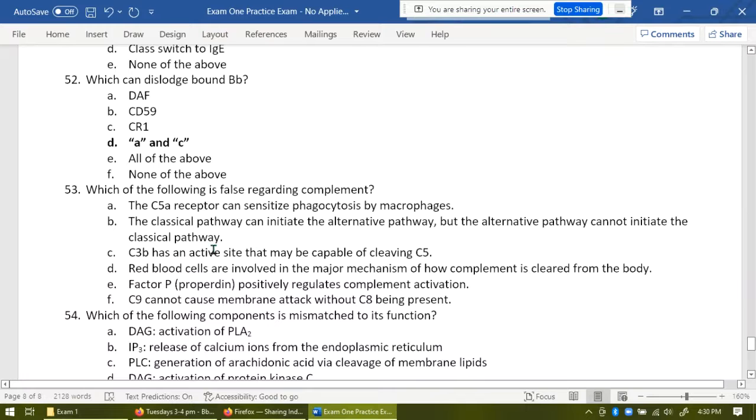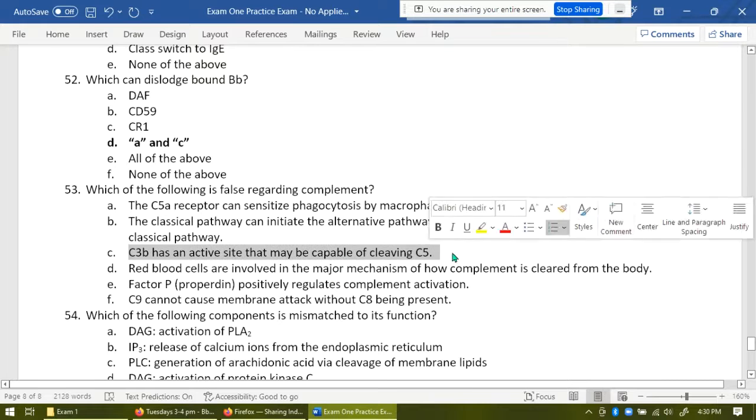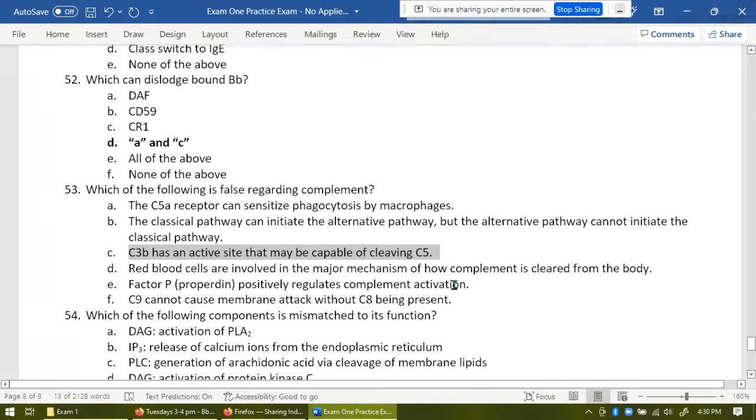C3b has an active site that may be capable of cleaving C5. This one is not true. This one is your false answer choice. C3b is not an active enzyme, okay? In the classical and lectin pathways, C2b is your active enzyme. And in the alternative pathway and the alternative tickover pathway, B flat is your active enzyme. Okay, C3b is never an active enzyme. It's not an enzyme at all. It just binds to things and changes them and marks them for phagocytosis.